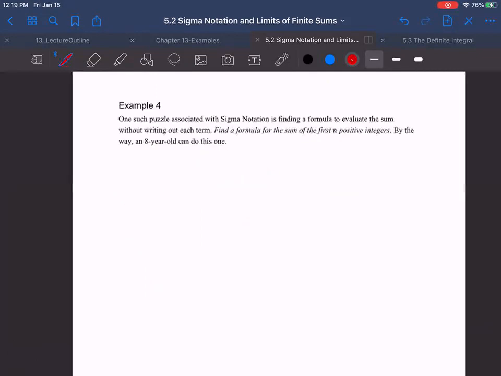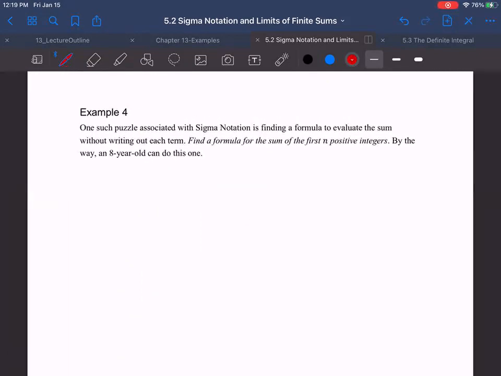Let's look at example 4. One such puzzle associated with sigma notation is finding a formula to evaluate the sum without writing out each term. Find a formula for the sum of the first n positive integers. By the way, an 8-year-old can do this. And I'm going to leave that for y'all to try. Do you want to try it now or on your own, and then we'll go over it next time? I'll give you the weekend to try it. How about that? Try it and see what you can come up with.